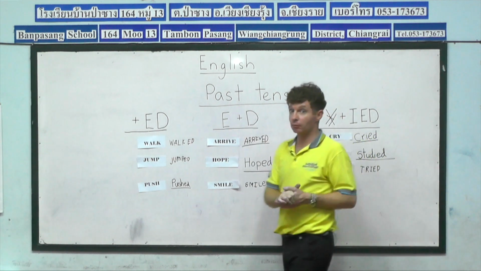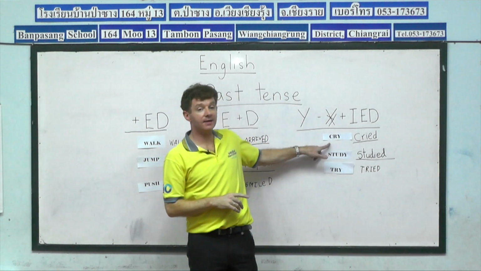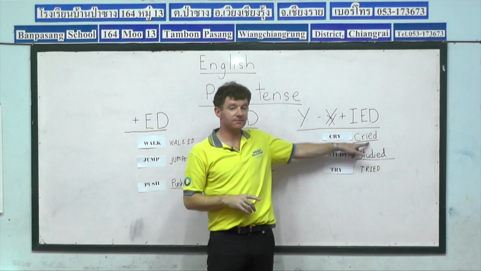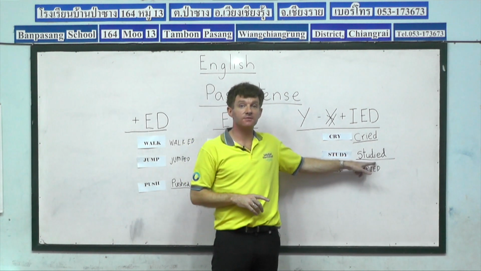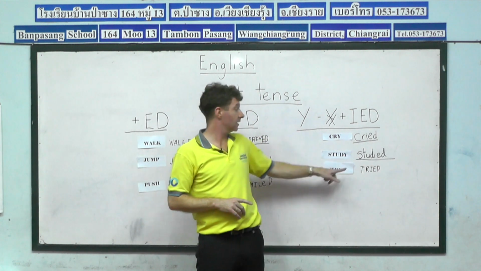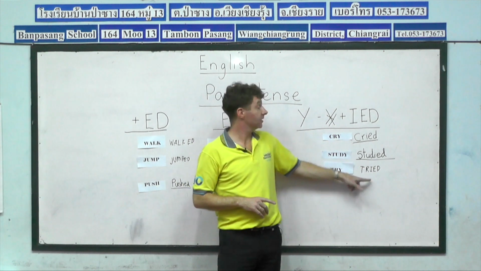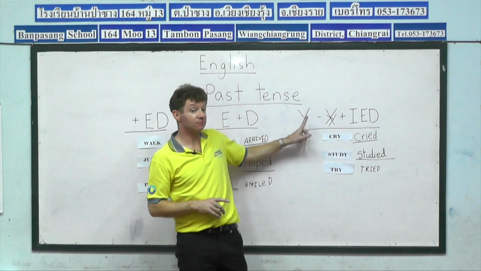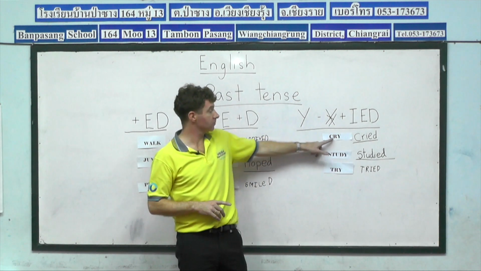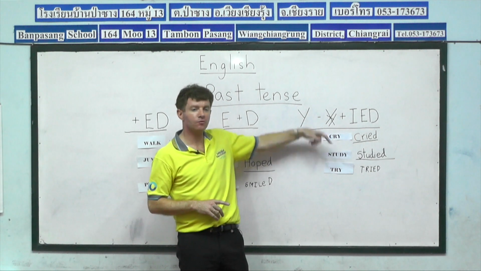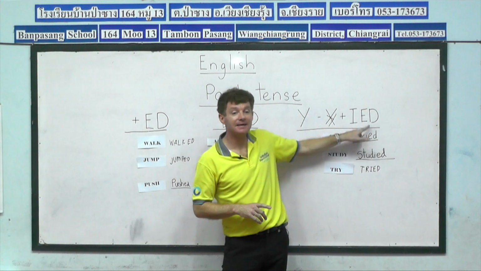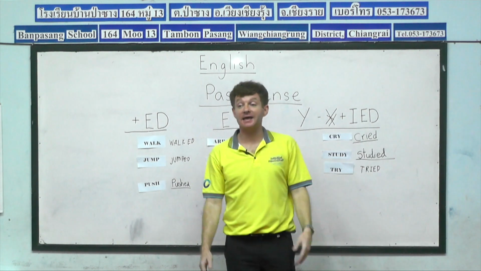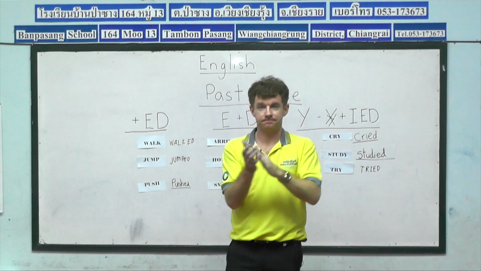And then the final rule. Cry, cried. Study, studied. Try, tried. If the final letter is Y and the consonant before it isn't a vowel, what do we do with the Y? Delete Y, I-E-D. Guys, that was excellent. Very well done.